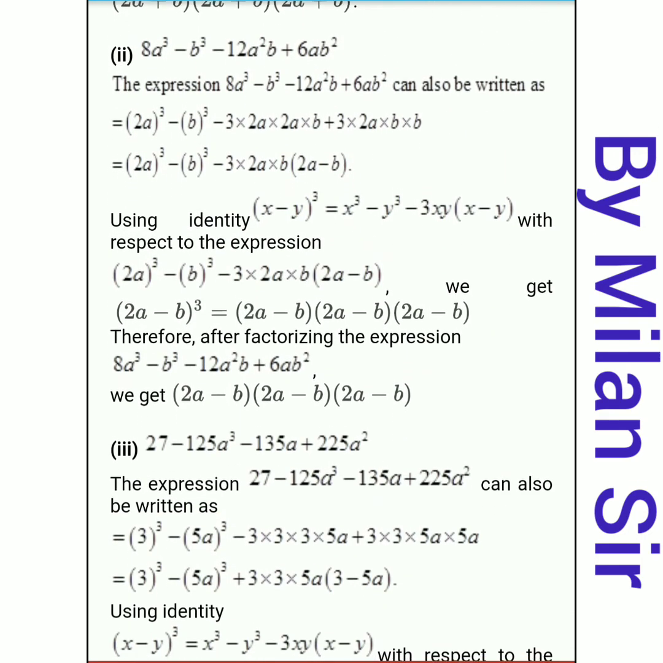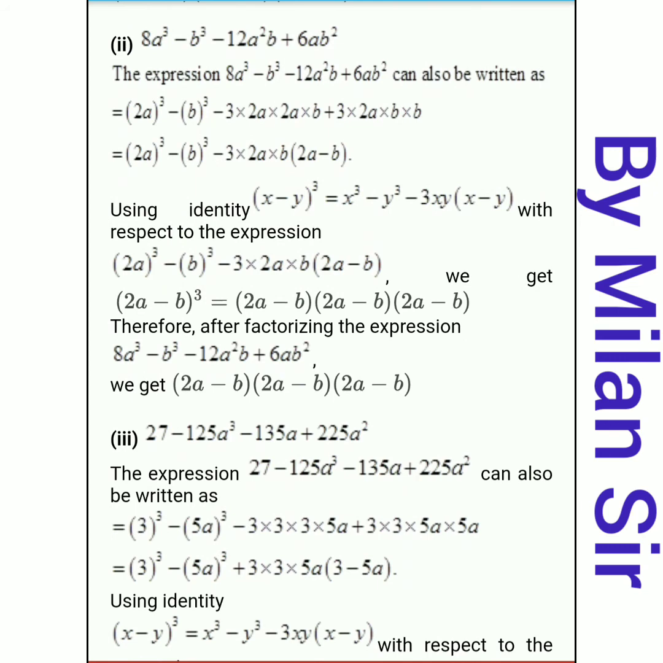Then question number 2: 8a cube minus b cube minus 12a square b plus 6ab square. Similar types of terms are there, so again we can use the same identity, but here we have a negative sign, so we need to use the negative sign. Here the first term is 8a cube, so we can write it like this: (2a) all cube. Then the second term we have is minus b cube, so the negative sign is before the bracket and b cube, so we can write in the bracket (b) all cube.